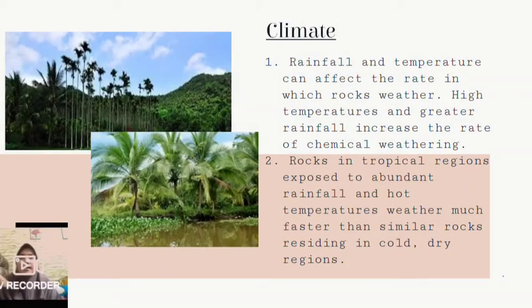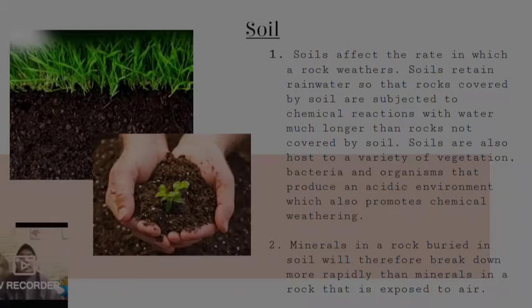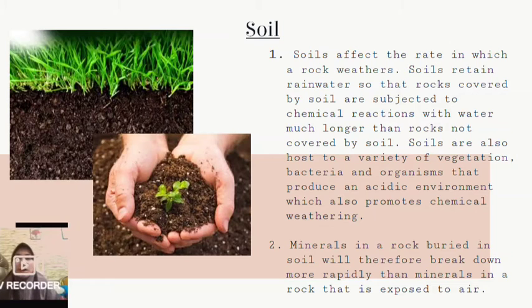Next, the factor is climate. Rainfall and temperature can affect the rate at which rock weathers. High temperature and greater rainfall increase the rate of chemical weathering. Rocks in tropical regions exposed to abundant rainfall and hot temperature weather much faster than similar rocks residing in cold regions.